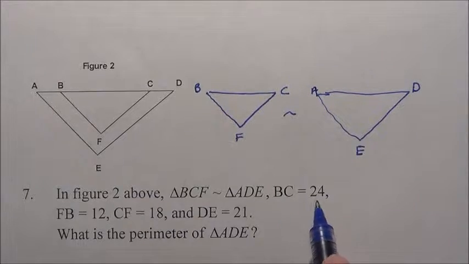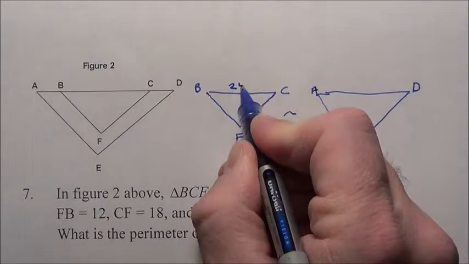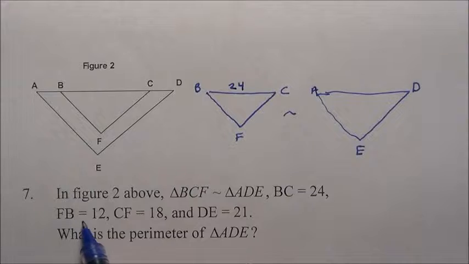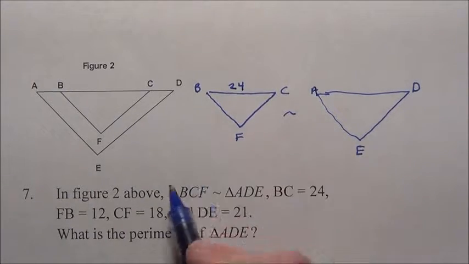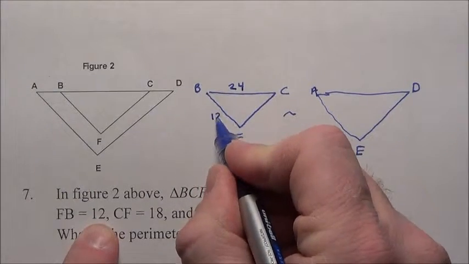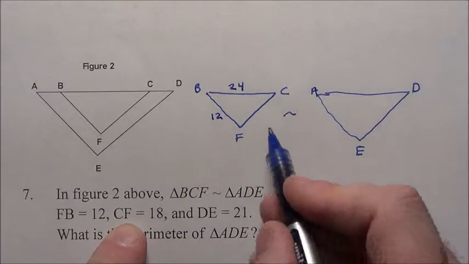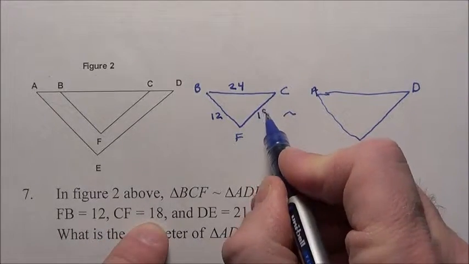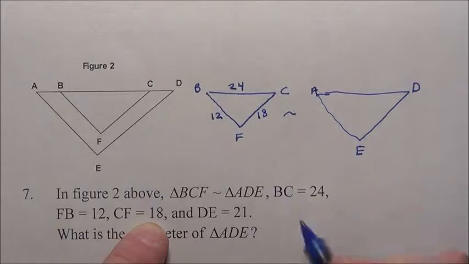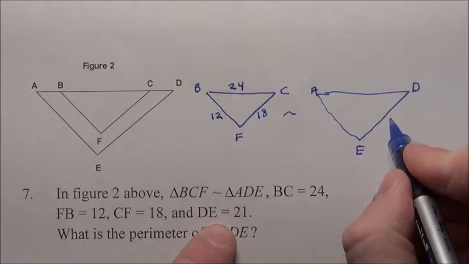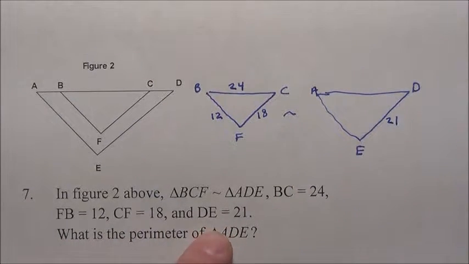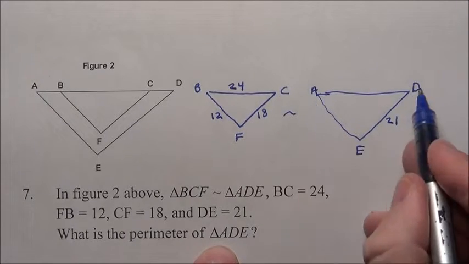So let's see. It says BC is 24, so this length right here is 24. FB, that side length is 12. CF is 18. It gives me all the distances around this guy. And then it comes here and says, okay, DE is 21. So what's the perimeter of ADE?